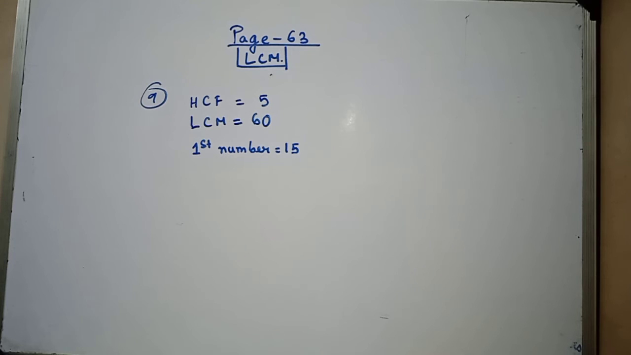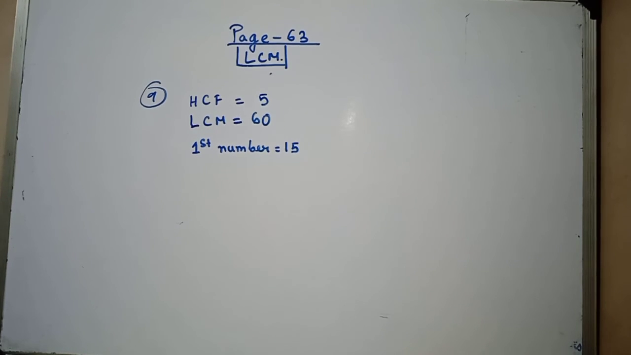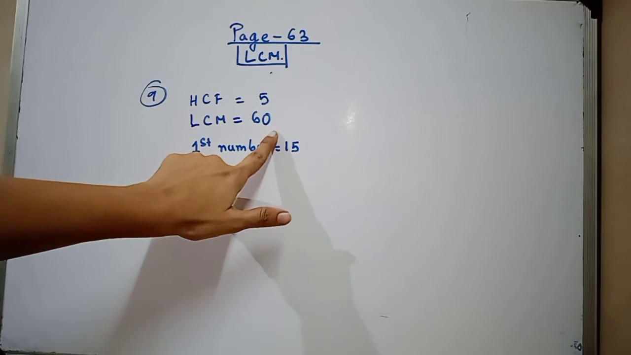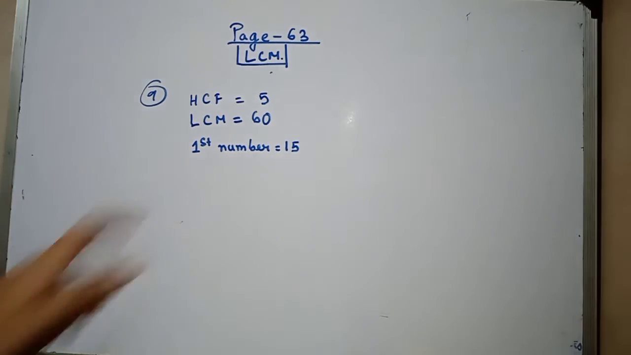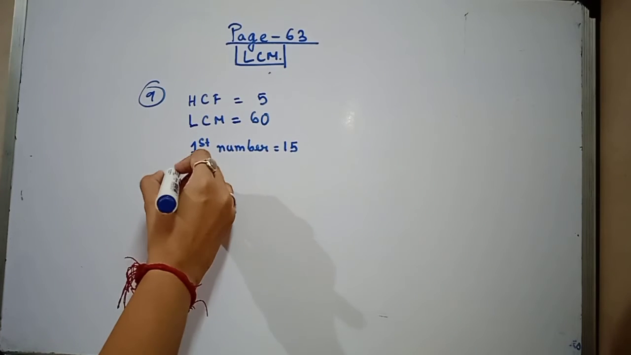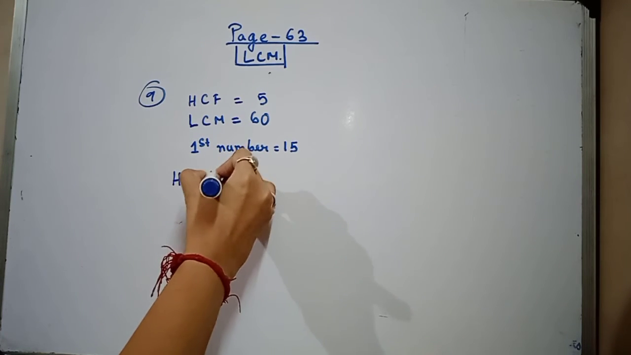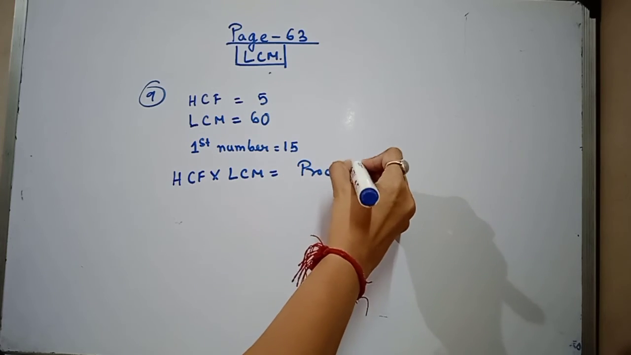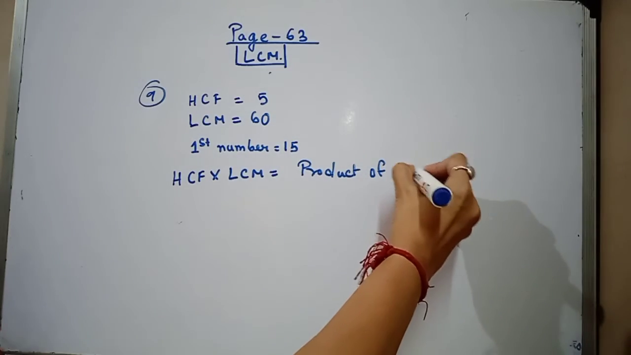In this question, what is given, I am telling you very shortly: the HCF is given as 5, the LCM is 60, and the first number is 15, and we have to find the second number. So as we can see, this sum is related to the relation between HCF and LCM. So the formula is HCF into LCM equals the product of the two numbers.